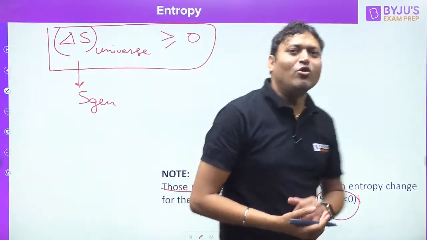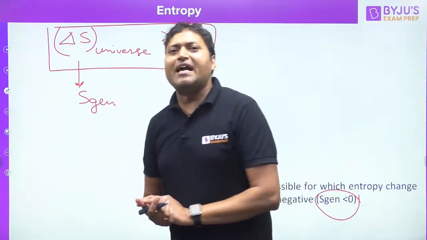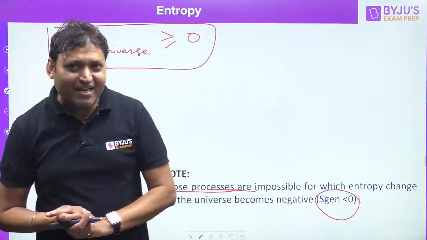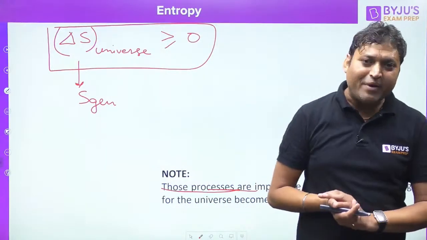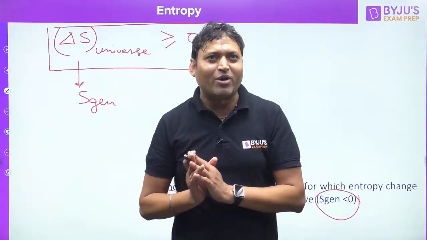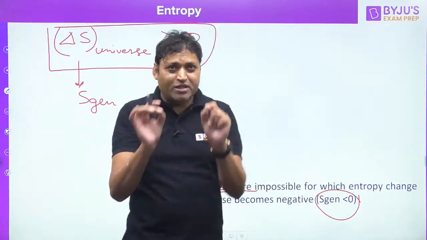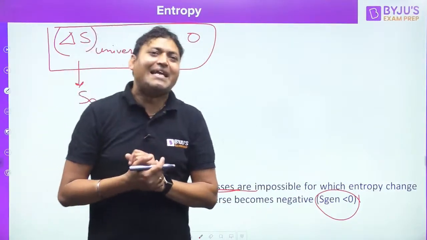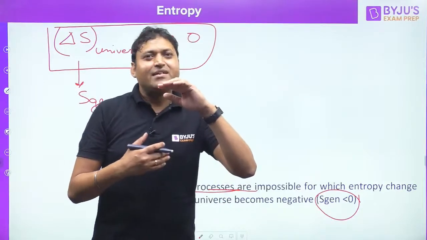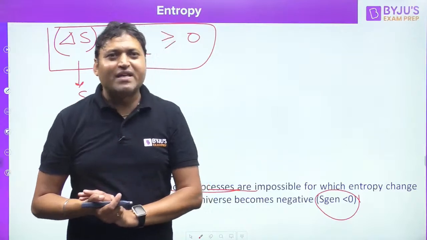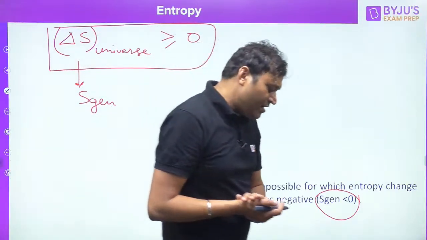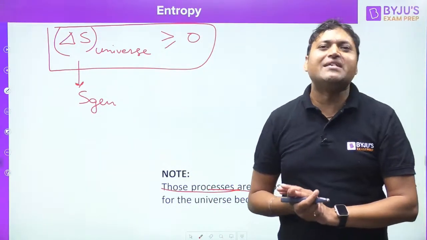That is why the second law is called the directional law. It gives the direction to a particular process through the concept of entropy. And according to the second law of thermodynamics, only those processes are possible in nature which either increase the entropy of the universe, or even if the entropy of the universe remains constant.